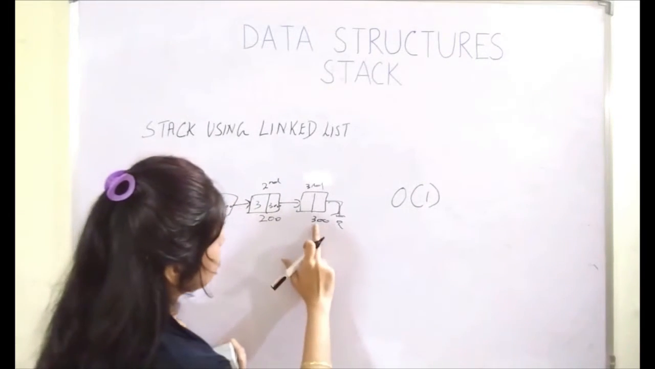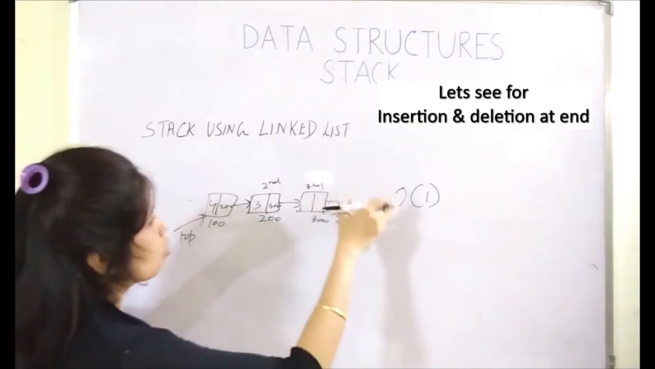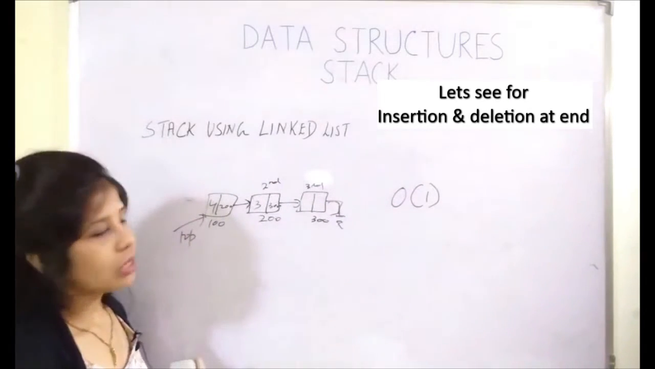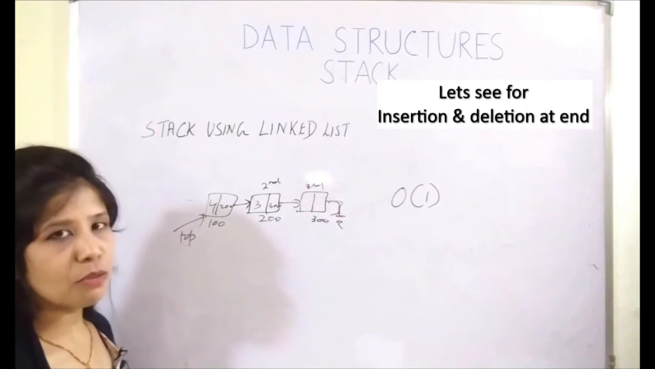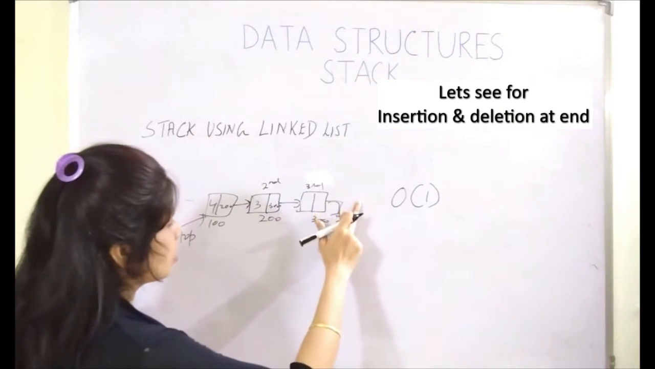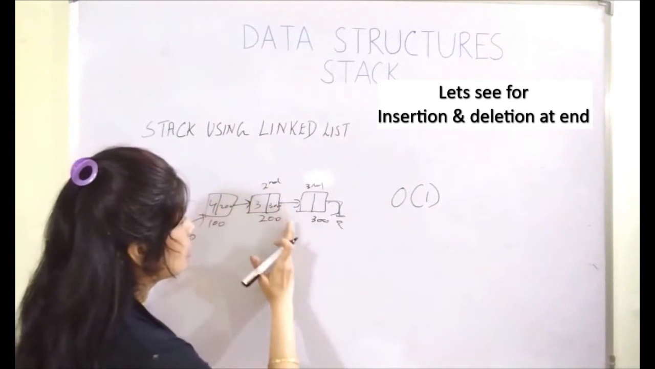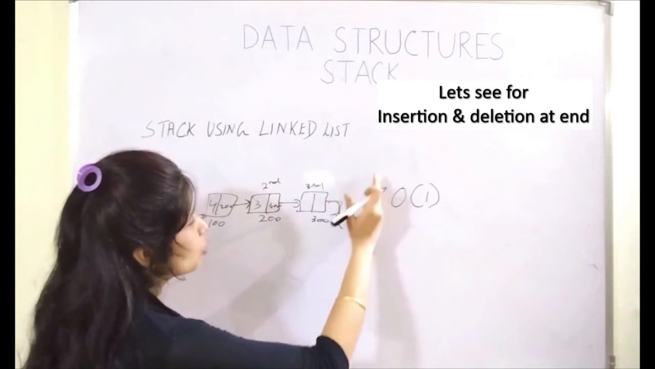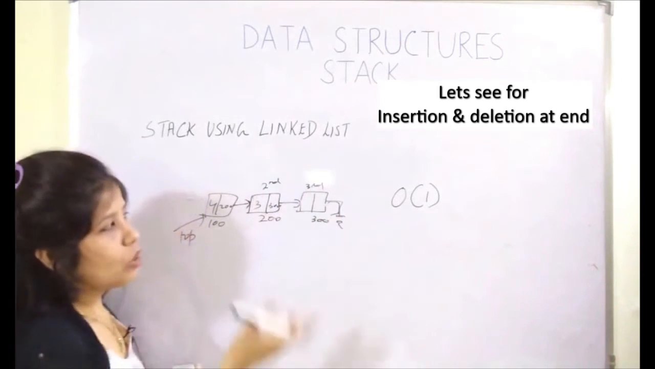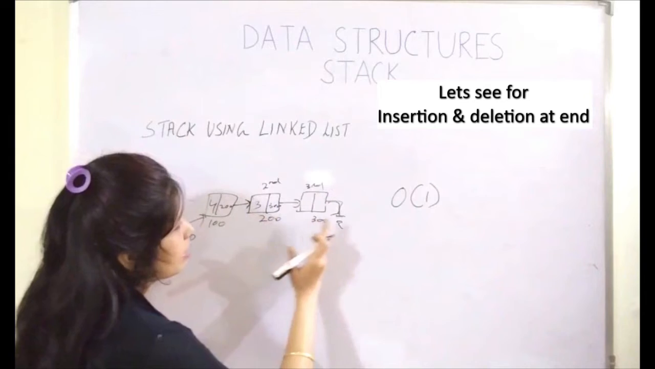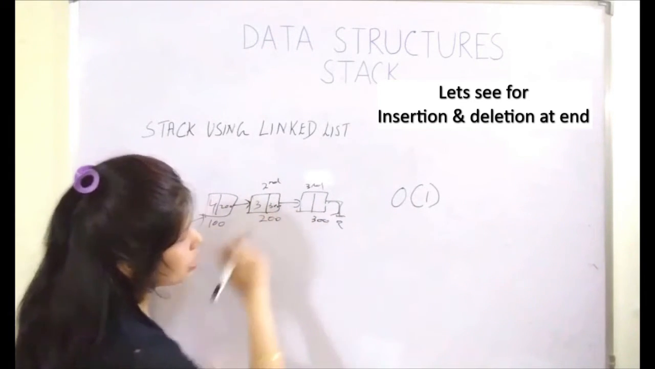So suppose I am inserting and deleting at the end. In that case, what will happen? Suppose I am creating a new node, right? I'm allocating memory for it dynamically, and then I have to insert it here at the end. So I have to traverse from the start to the end, and then I have to create a node and make a link. And also for deletion, I have to again traverse from beginning to end, reach that node and delete that node.